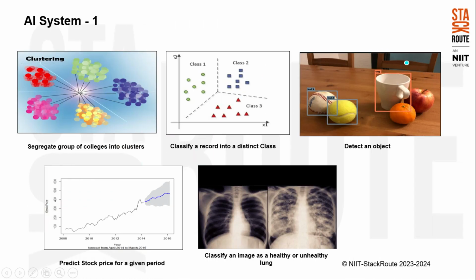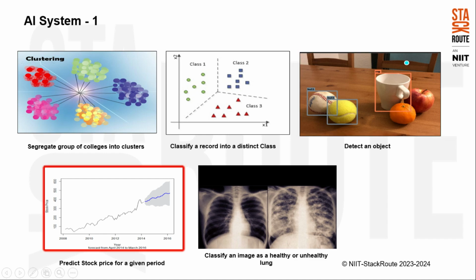So let's start with analyzing these images first. Now in the first set, you can see some pictures with captions, or should I say the problem statement. So if you look at the first picture, it says segregate a group of colleges into clusters. The second one, classify a record into a distinct class. The third one is detecting an object. So you can see some objects, a baseball, tennis ball, a cup. So it can clearly identify these different objects.